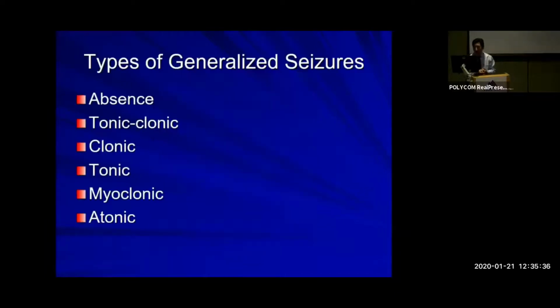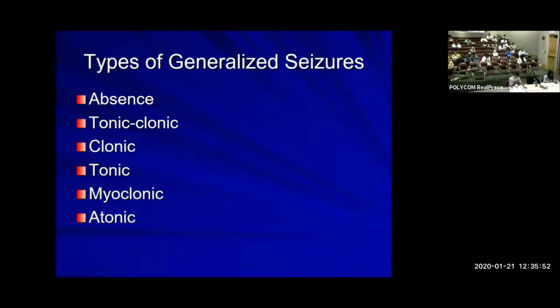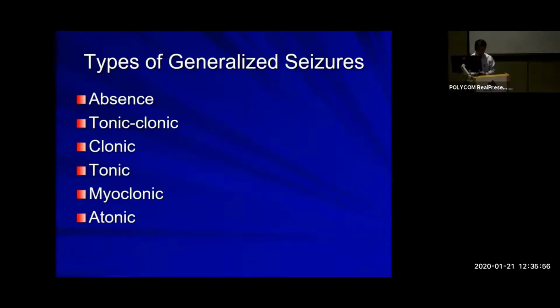All right, so types of generalized seizures. I'm sort of taking this from the old classification scheme just for simplicity's sake, because with the new scheme, in terms of generalized seizures, there can be kind of overlap. But I think that for the purpose of this talk, it's just easier to use the old schema and go through these.